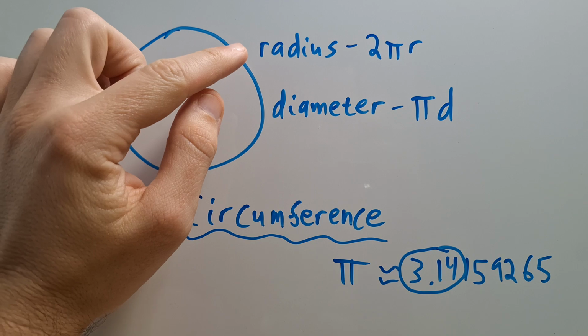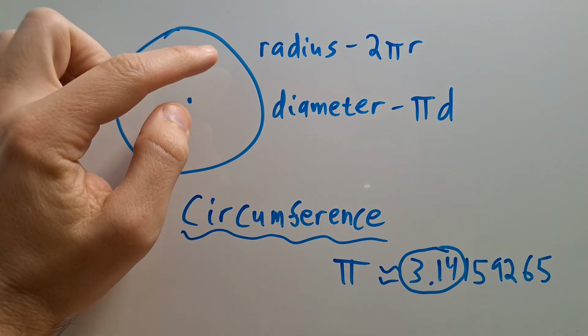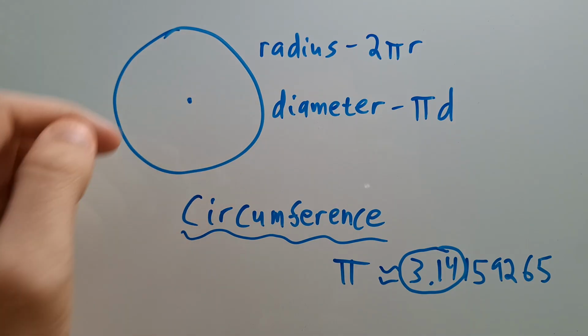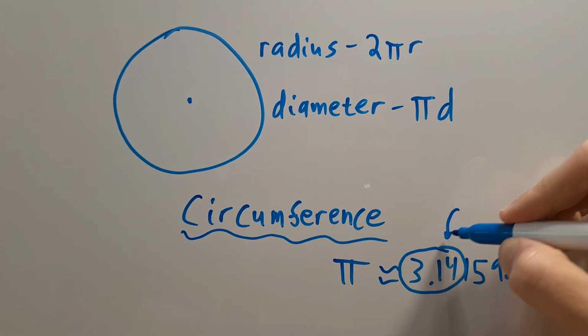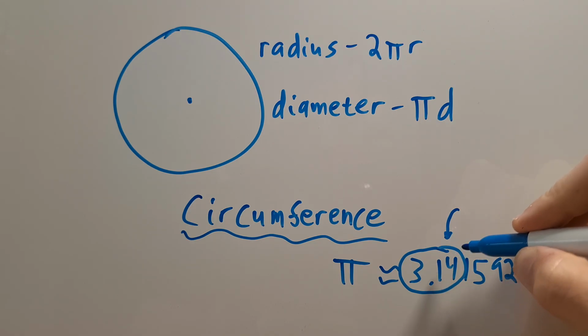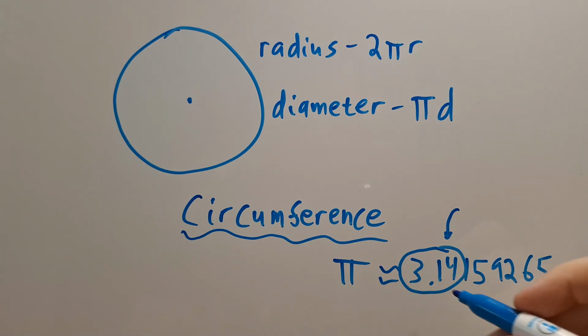If we know one of the measurements of the circle, regardless if it's the radius or the diameter, we can find the circumference. And as mentioned before, the majority of the time we will be using 3.14 for calculating the circumference. We'll be using 3.14 for many other calculations later on in mathematics, but we'll get to that when we get to that.